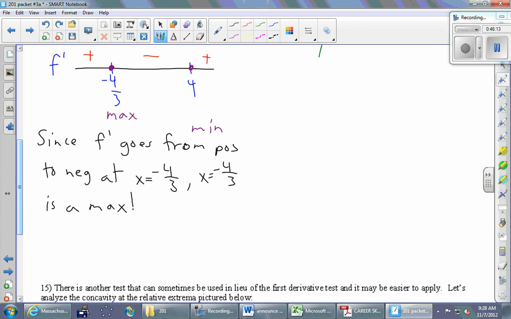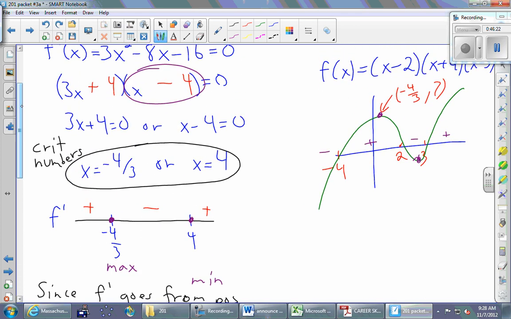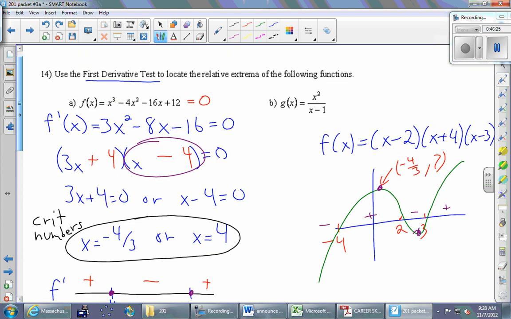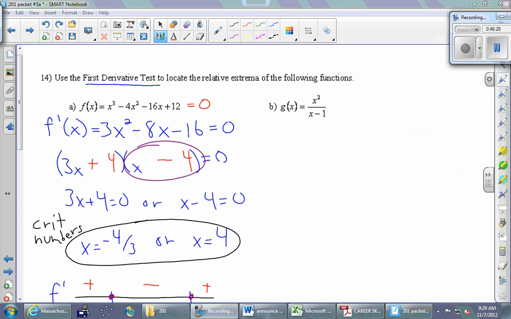Okay, so maybe write the other sentence. There's a corresponding sentence for what's going on at x equals 4. Okay, so if we've got our sentence written, let's take a look at part B.